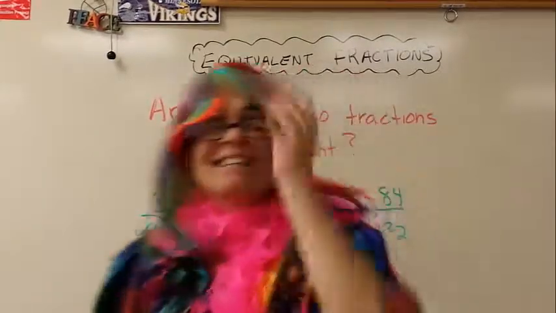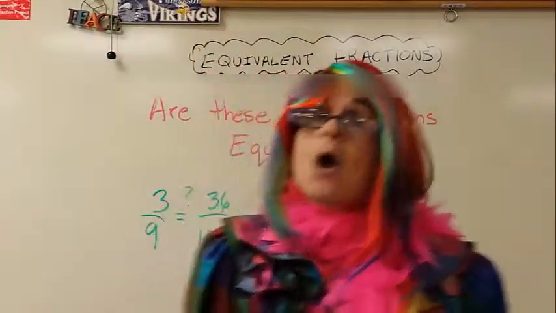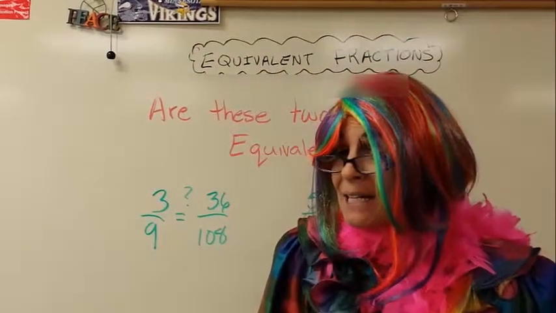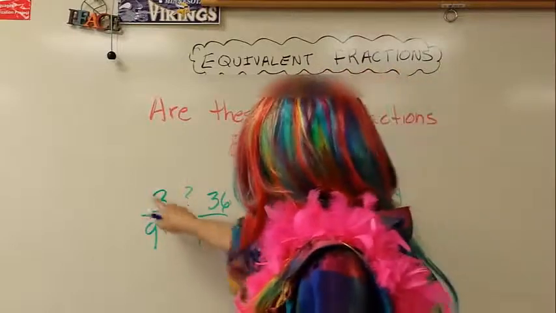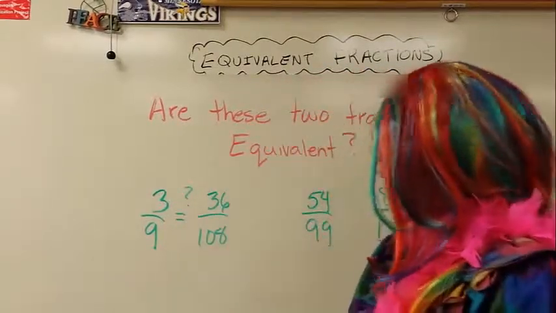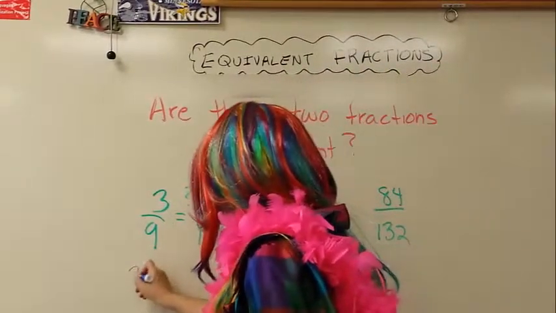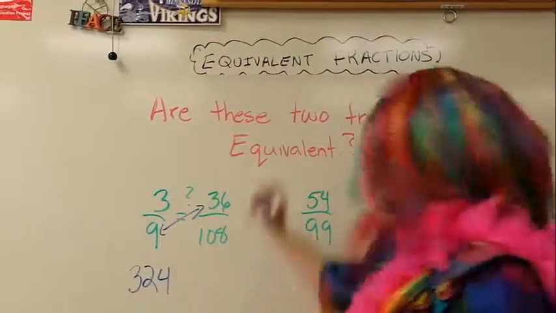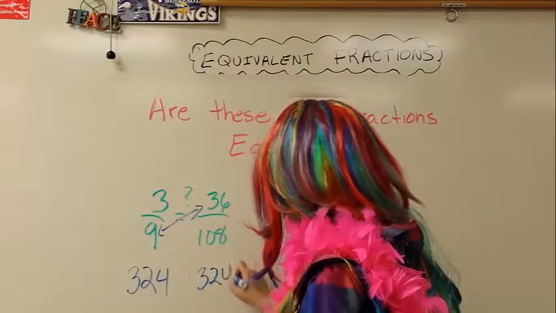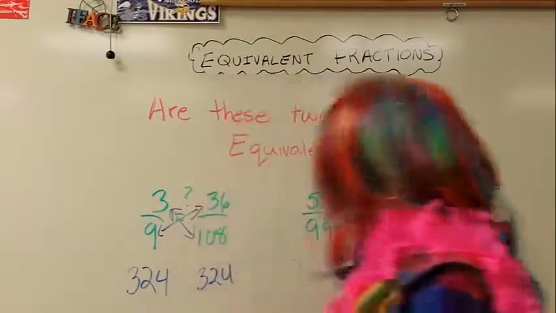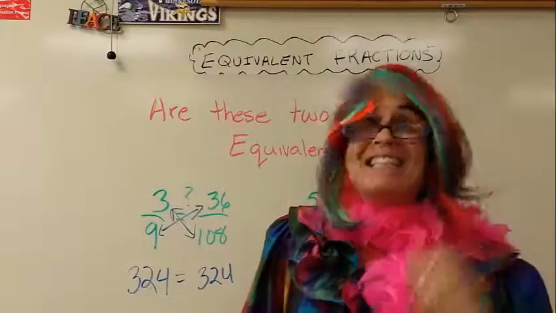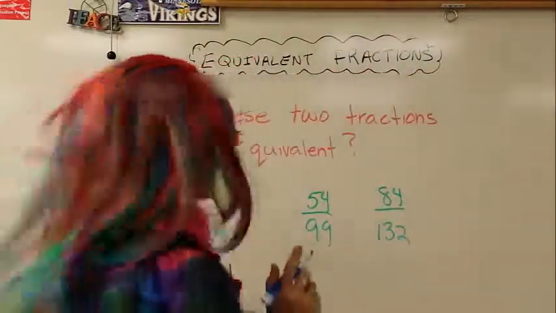Are we back? Yes, we are. Alrighty. Well, what did you think? Equivalent? Not equivalent? When you did your cross products, did you get 324 for 9 times 36 and 324 for 108 times 3? So absolutely, they were equivalent. Let's move on over to the next one.